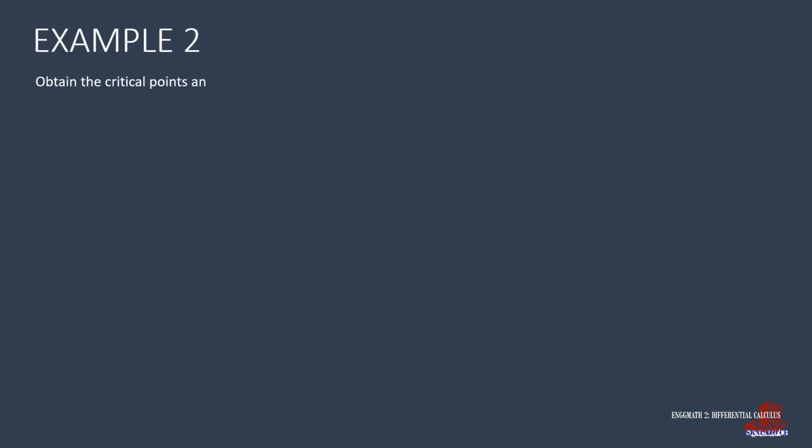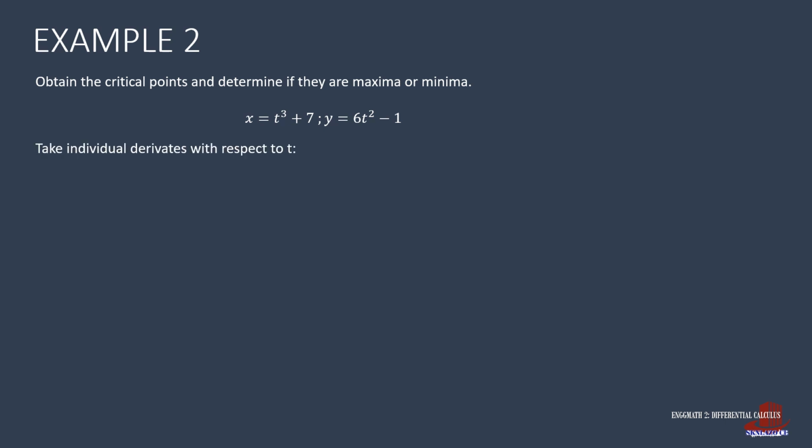The parametric equations for the second example are x of t cubed plus 7 and y of 6t squared less 1. The critical points are taken by solving for the first derivative, dy over dx. But since parametric equations have another variable involved, solve for dx over dt and dy over dt first.